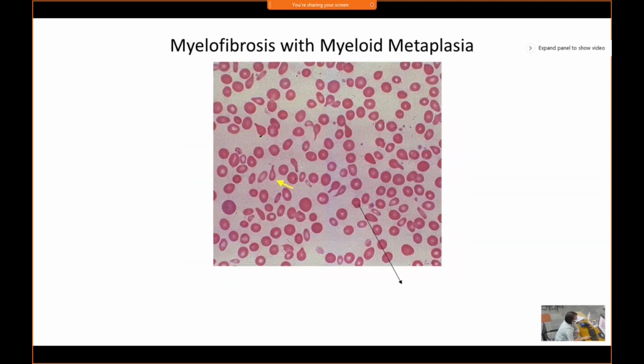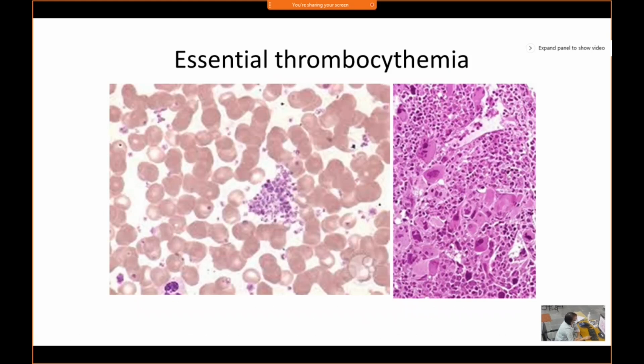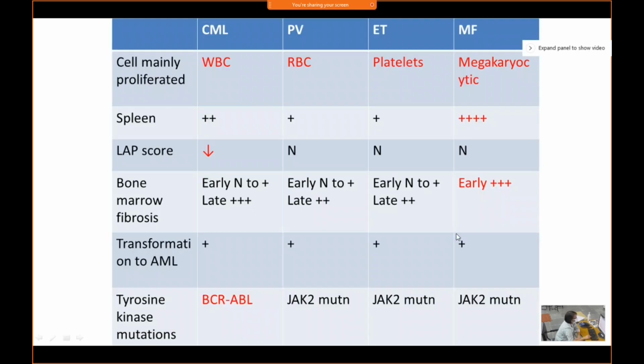And in myelofibrosis, because of the fibrosis of bone marrow, the RBCs have to squeeze in, and so they come out looking like this. They have a teardrop shape. Okay, so that is very important. It's a feature of myelofibrosis. Essential thrombocythemia is when the platelet count is very, very high, and you can see these are clumps of platelets in the peripheral blood, and in the bone marrow biopsy, we get clumps of megakaryocytes, which is absolutely abnormal finding.